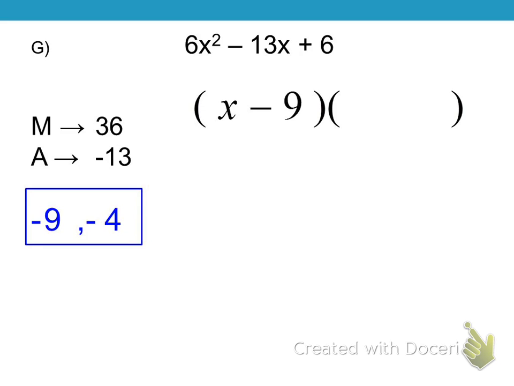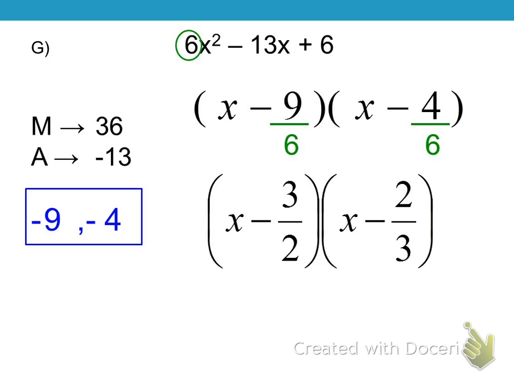All right, so write it in binomials. So we have x minus 9, we have x minus 4. Divide by 6. Can either of those divide by 6? No. However, both of these fractions reduce. So reduce the fraction before you kick the bottom up. So 9 over 6 will reduce to what? 3 over 2, good. And 4 over 6 reduces to 2 over 3.